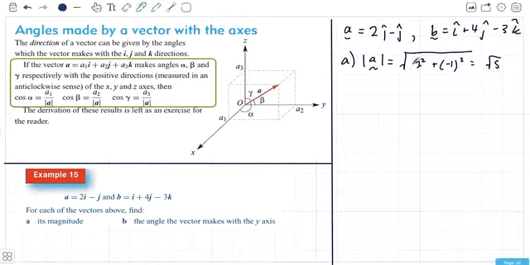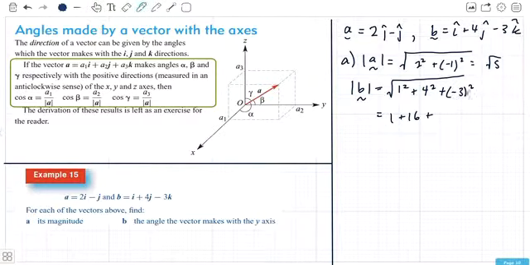For the second one, we're doing the same thing. So the modulus of b is the square root of what's in front of i squared, what's in front of j squared, and what's in front of k squared. You see that I use brackets just to make sure that I'm not forgetting to square the negatives. And here you can see that we get 26, so that's going to be the square root of 26. And there's nothing you can do with that. That is what it is. So they're the two magnitudes for those vectors.